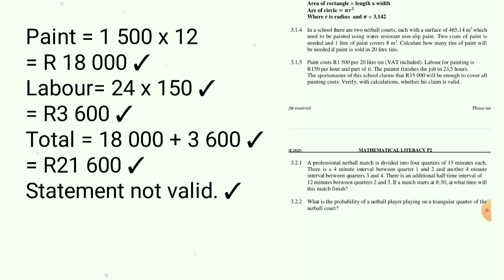Okay guys, as you can see, the questions are really long here. A professional netball match is divided into 4 quarters of 15 minutes each. There is a 4-minute interval between quarter 1 and 2, and another 4-minute interval between quarter 3 and 4. There is an additional halftime interval of 12 minutes between quarter 2 and 3. If a match starts at 8:30, at what time will this match finish? So let's go. You can pause the video and read it for yourself.